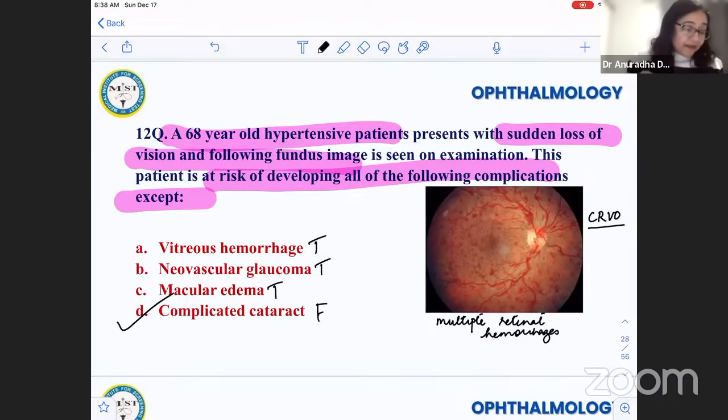No, Dr. Jackson, Christmas tree cataract is not complicated cataract. Christmas tree cataract is seen in myotonic dystrophy. Complicated cataract is the one where you notice polychromatic luster and breadcrumb appearance.